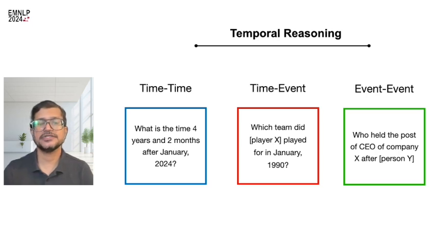The first one is time, where the query and the expected model response both contain explicit temporal information. In the second type, which is time and event relation, the query contains explicit temporal information, but the expected model response could be an event or an entity. The final type, which is event, is a complex one where both queries and the expected response contain implicit temporal information, often represented by an event or an entity.